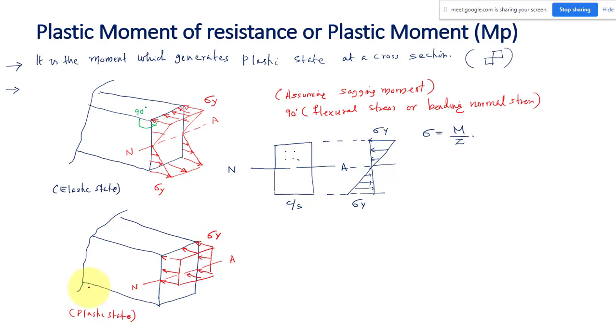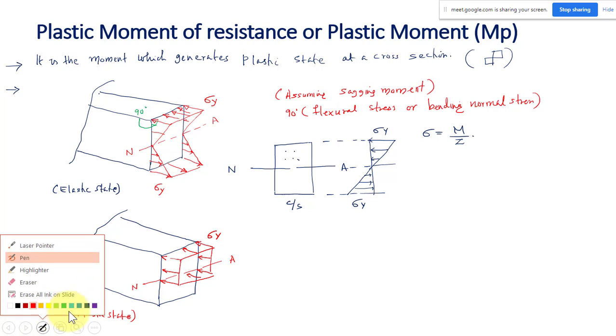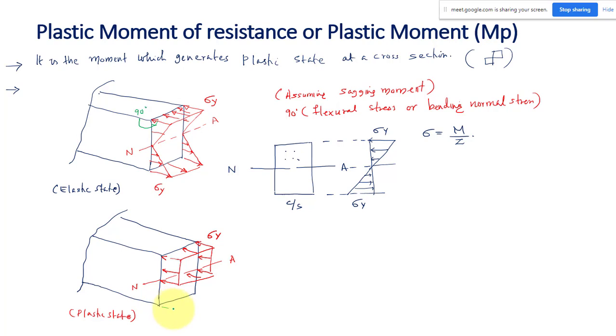What will happen below the neutral axis? Below the neutral axis we have uniform tensile stress. Let me take a different color. Below the neutral axis it is having, okay, it is changing the color.